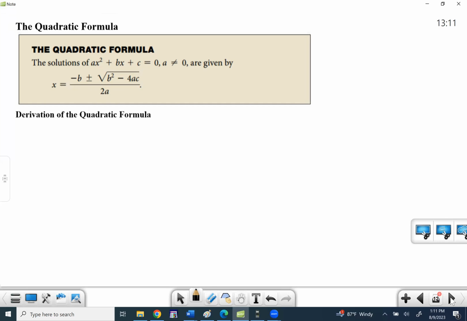Otherwise, you can skip on to the next section, you guys, to the next problem. Not the next section, the next example. All right, so we're going to prove the quadratic formula.